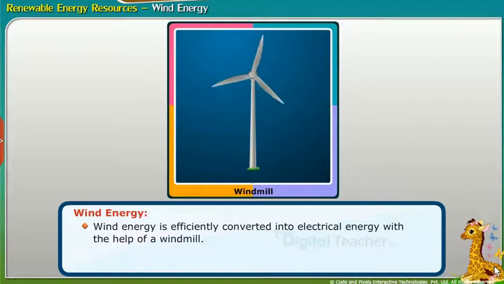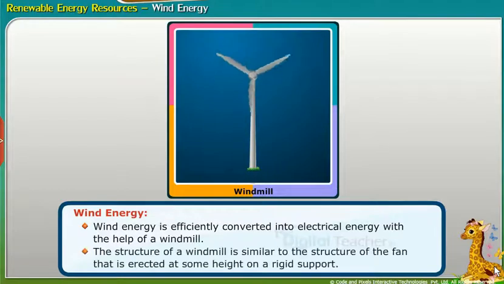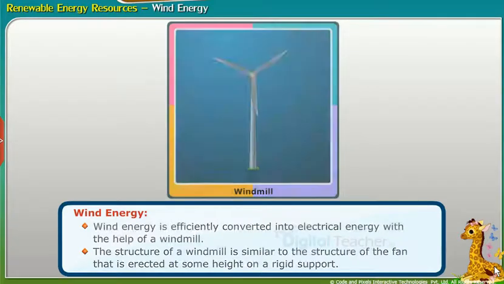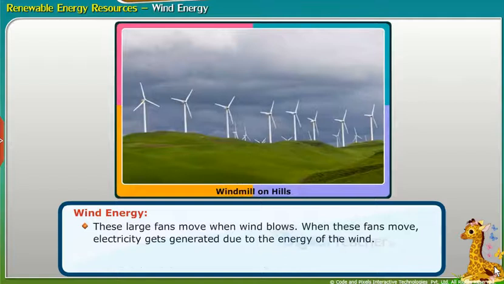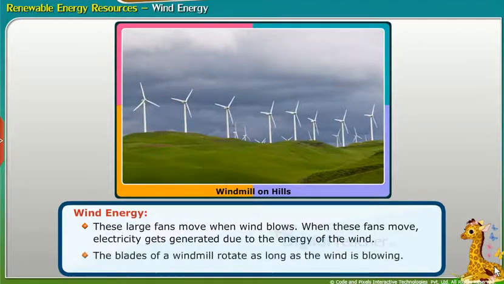Wind energy is efficiently converted into electrical energy with the help of a windmill. The structure of a windmill is similar to the structure of the fan that is erected at some height on a rigid support. These large fans move when wind blows. When these fans move, electricity gets generated due to the energy of the wind. The blades of a windmill rotate as long as the wind is blowing.